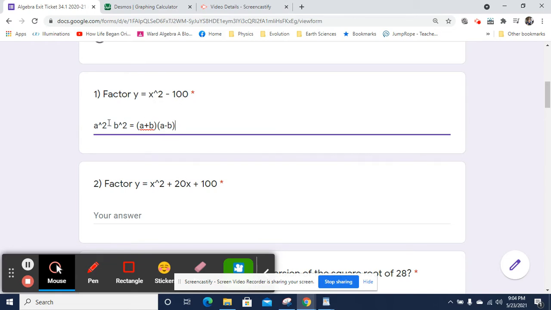So the factors, I'm going to go ahead and put this in here. That's an x squared, and 100 is a 10 squared. So we've got x squared minus 10 squared, so I'm going to replace the a with x and the b with 10 in both places. So x plus 10 times x minus 10. Those are the factors of this function. That means, of course, the x-intercepts are negative 10 and 10.